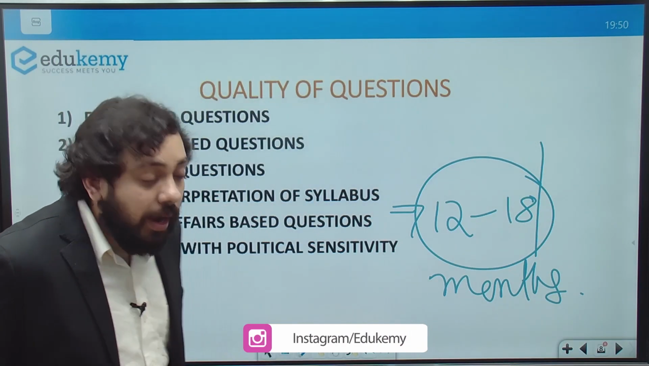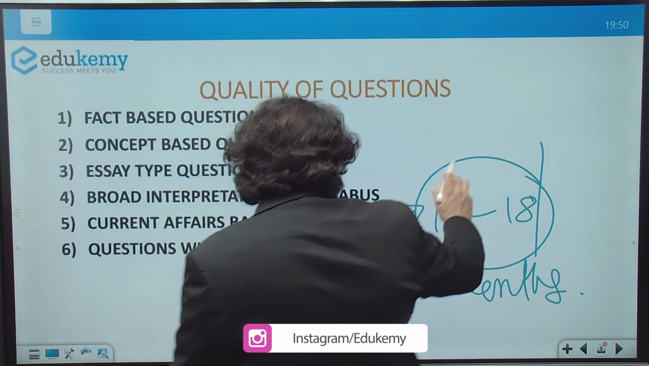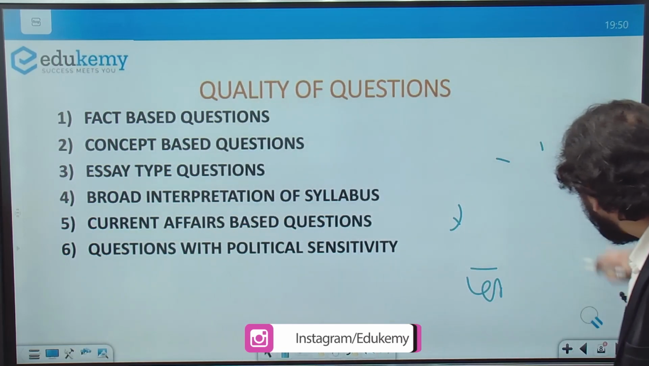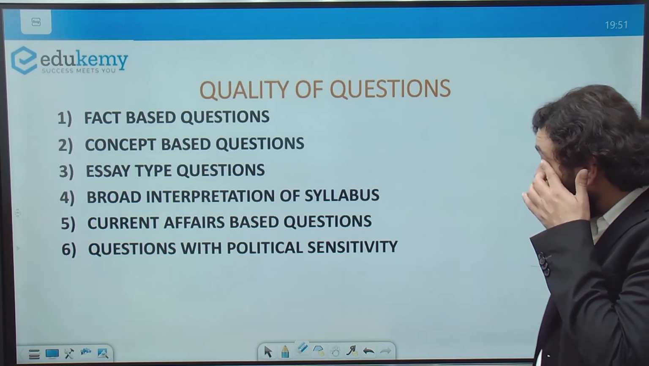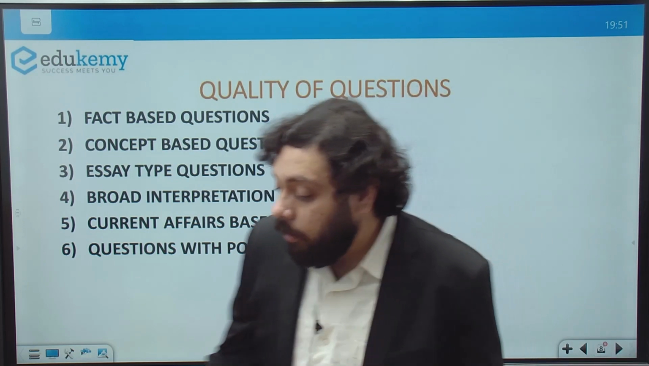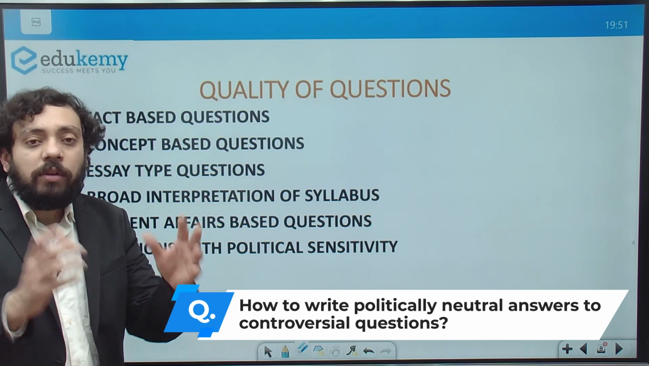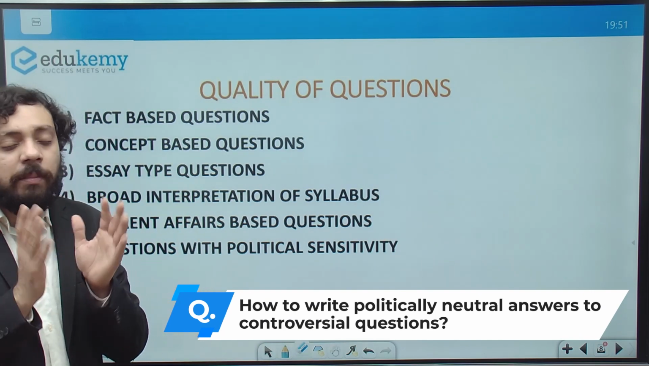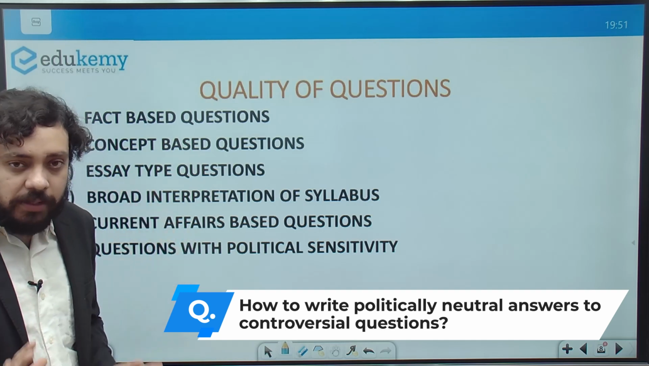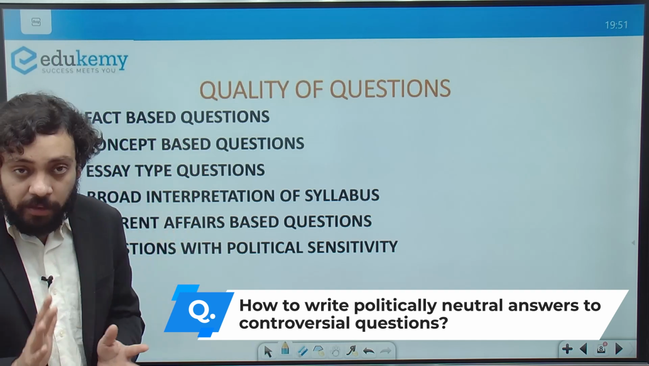Now, I just want to end with this kind of a discussion. A lot of aspirants have this question: how do we write an answer so that it doesn't become politically charged, so that we don't end up offending or striking the wrong chord with the examiner, etc. So yes, that is one category that we have to prepare ourselves for.